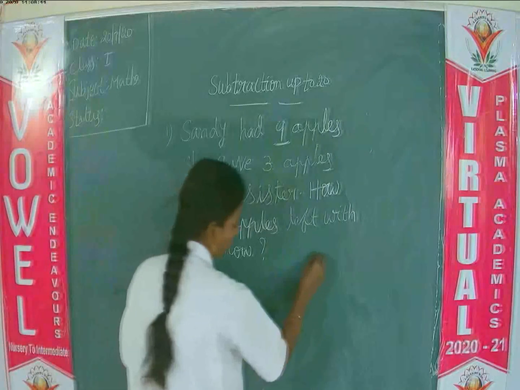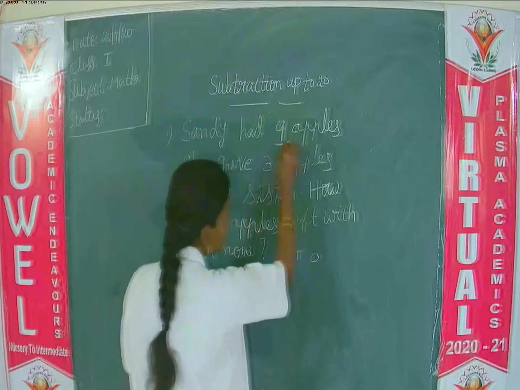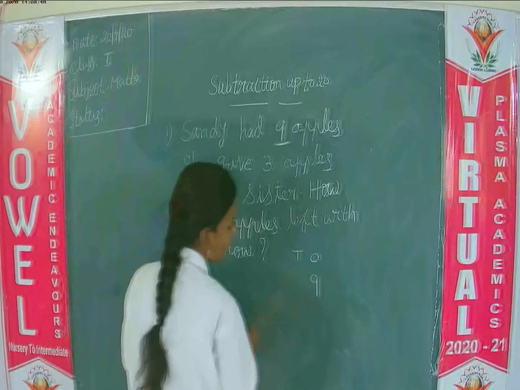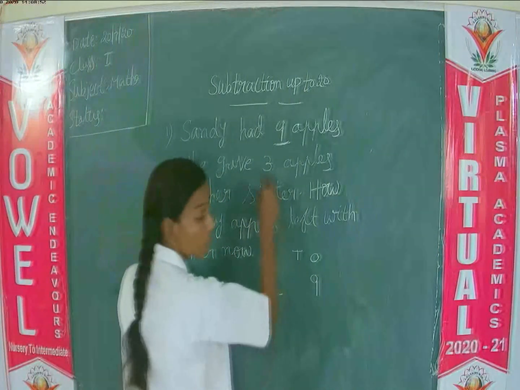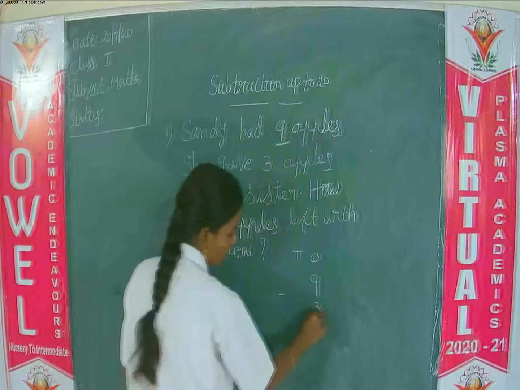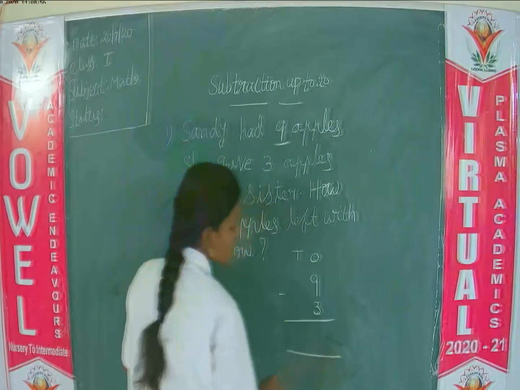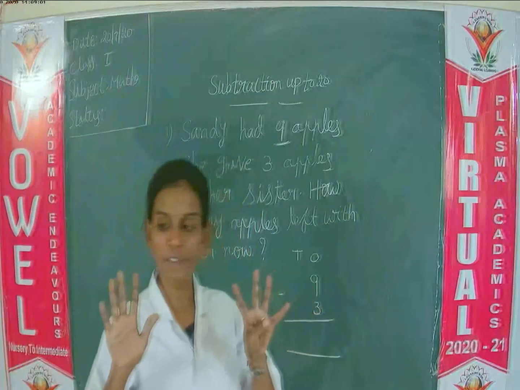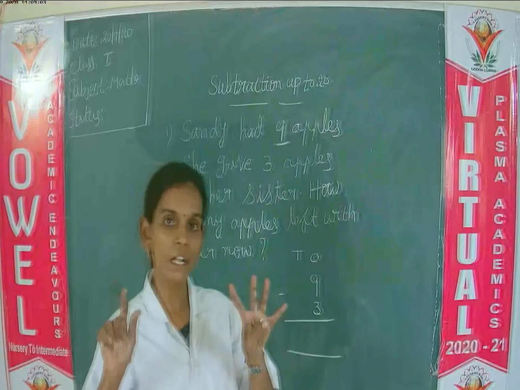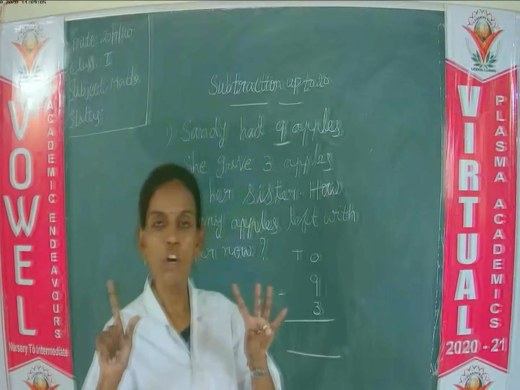See, children, ones, tens. So 9 is a single digit number. We have to write it like this under the ones place. Next, how many did she give? 3 she gave. So 3. 9 minus 3. Open 9 fingers. Close 3.